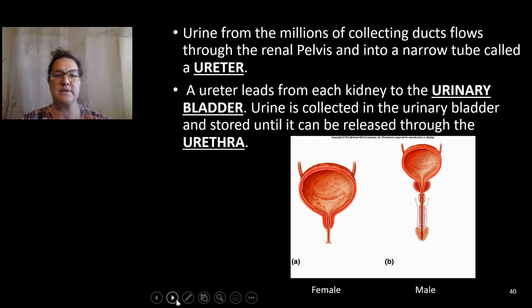So urine from the millions of collecting ducts are now going to travel through the renal pelvis into the ureter, which is going to lead into the bladder until it can be released through the urethra. Now, the urethra in a female is much shorter than the urethra in a male, leading them to have a higher risk of urinary tract infections.